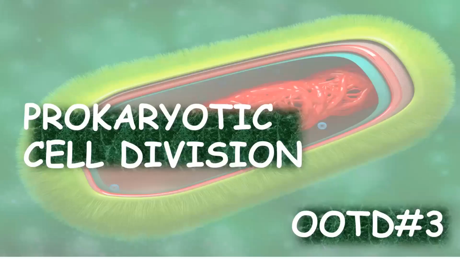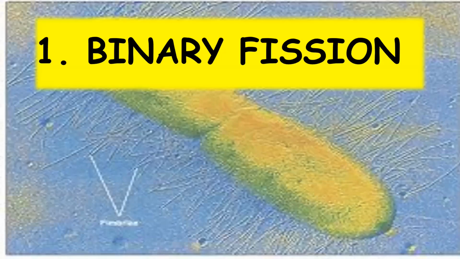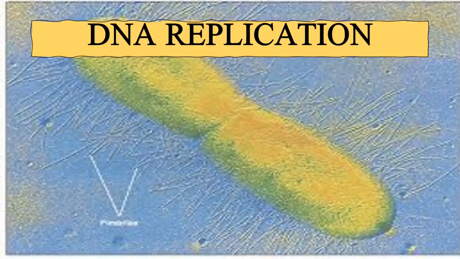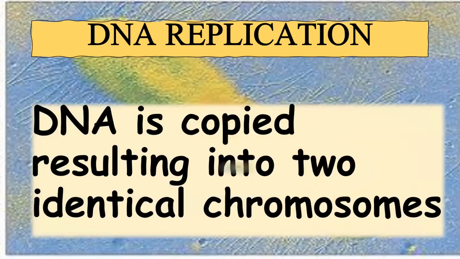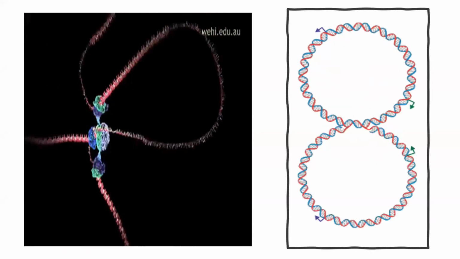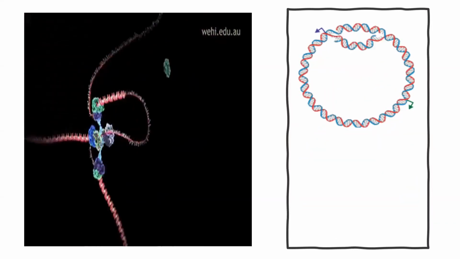Now, in the continuation of our lecture, prokaryotic cell division will be the first. Again, they undergo binary fission. And in binary fission, there are three major steps that we need to determine. First, the DNA replication. DNA is copied, resulting in two identical chromosomes. This is how they copy and replicate chromosomes. Or to make it easier for our understanding, you will see in the second animation how they replicate the DNA.